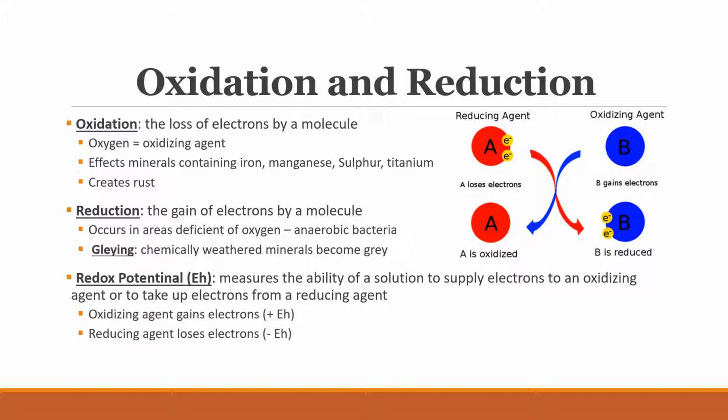Redox potential, which is symbolized with this Eh, measures the ability of a solution to supply electrons to an oxidizing agent or to take up electrons from a reducing agent. So with redox potential, we are analyzing whether a solution is going to oxidize a substance or whether it's going to reduce a substance. Positive Eh, we're looking at oxidizing. Negative Eh, we're looking at reduction.